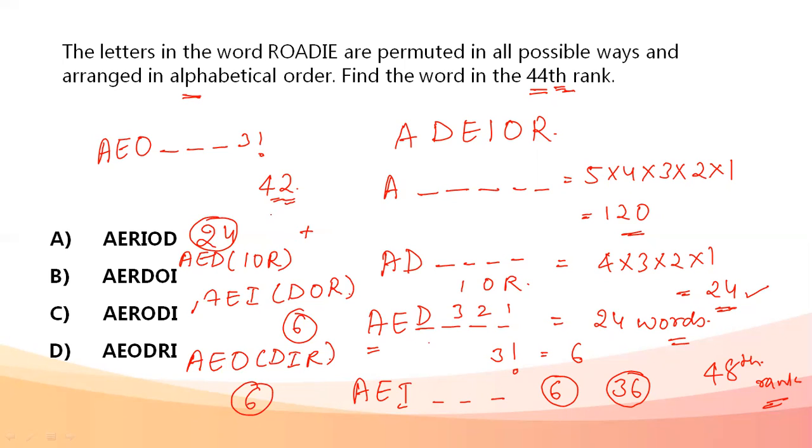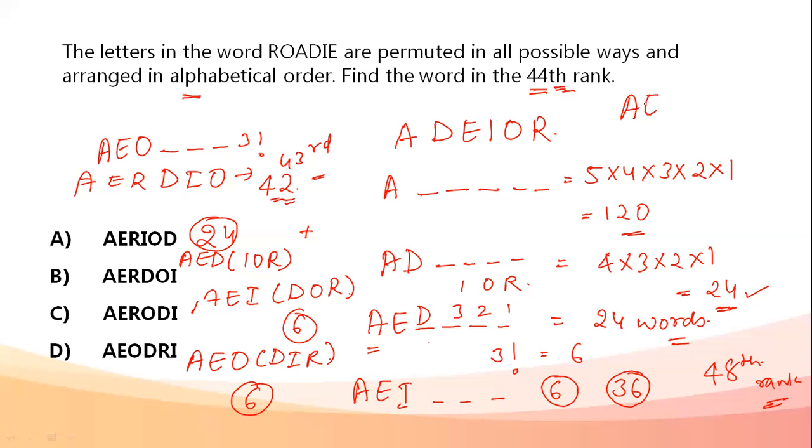After AEO, we will have the sequence starting with R. So it becomes A, E, R, D, I, and O. Because until here, 24 words were formed for A, D. Then I had 6 for A, E, I, D, O, R. Then A, E, O, D, I, R. I'm taking all the possible arrangements until A, E, R, D, I, O. That comes out to be my 43rd position. What I can do after this is flip I and O.